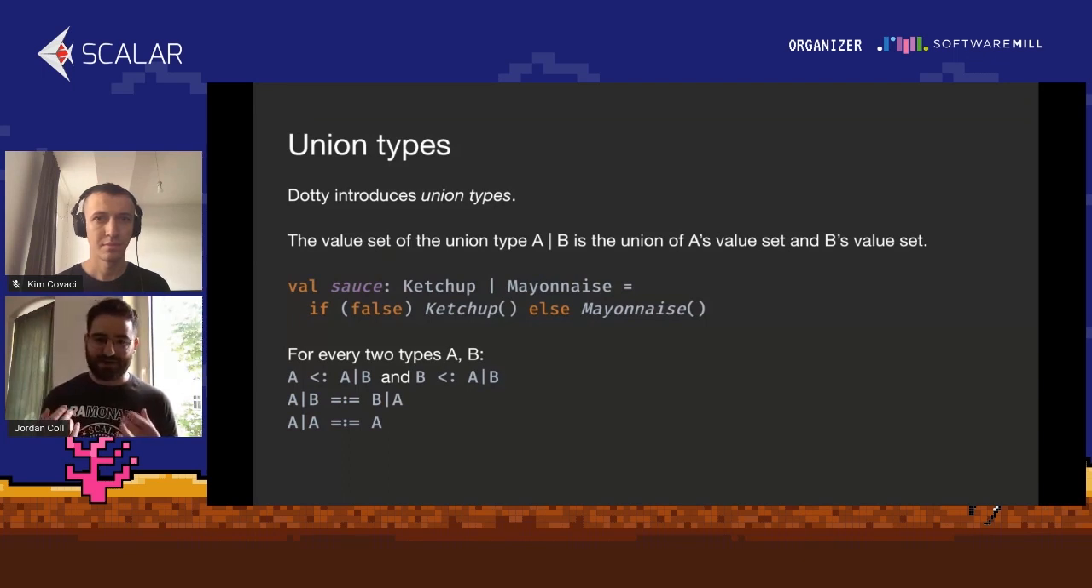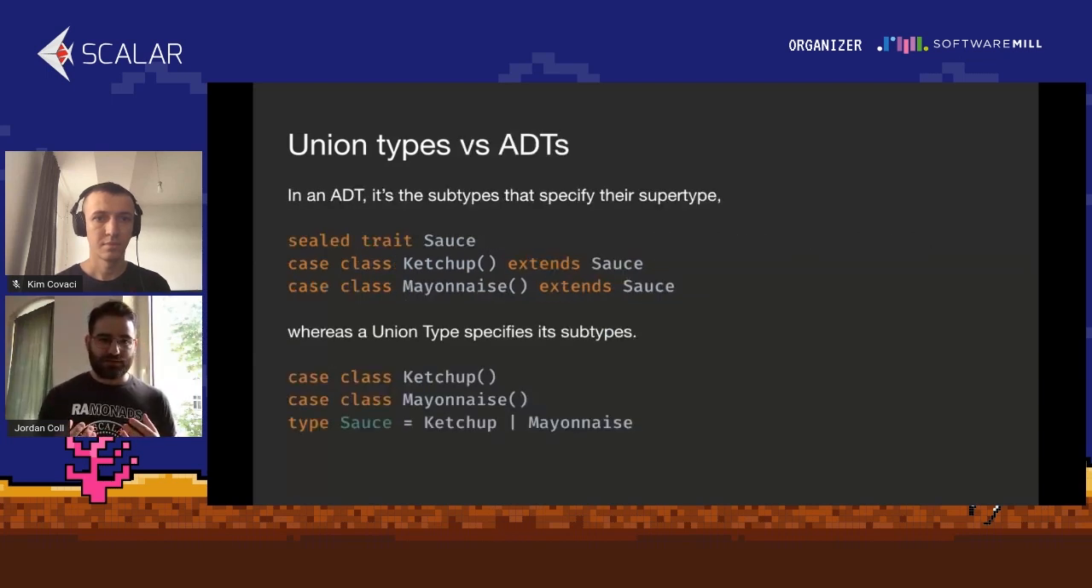Some properties that we can derive from this definition is that both A and B are subtypes of A | B. A | B is the same as B | A. That means that union is commutative. And A | A is equivalent to A. So union is idempotent. Now, you might be thinking, how is this different from ADTs, right? Because they're both constructing these type hierarchies and the same type hierarchies.